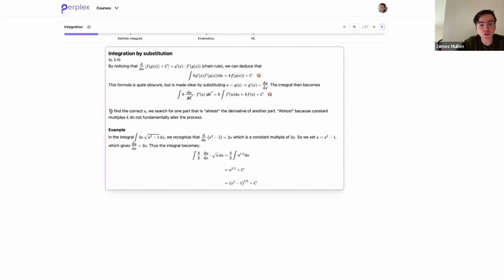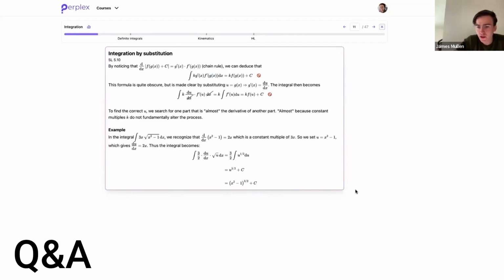So to find the correct u, what you should do is search for the one part that is almost the derivative of another part. And what I mean by almost is because there's a constant k that doesn't really change anything sometimes, but there should be one thing that's like a derivative and it's inside of some other thing, some other type of function. It could be in an exponent, it could be in a square root, it could be in a fraction, but you should see one thing that looks like the derivative of another part of the integral.